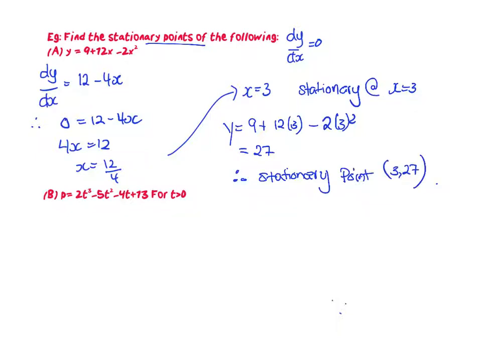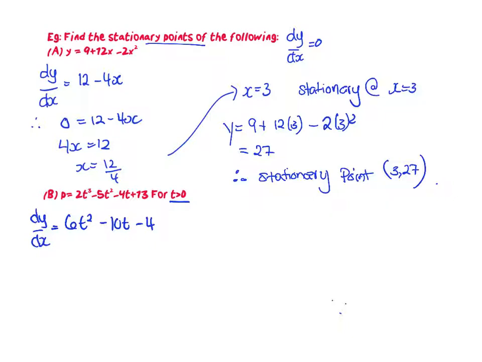Okay, so let's do the next one. Obviously the stationary points for this graph are when t is above 0. Often these ones are indicating time, so we don't have negative time, so that's probably why they said it. So let's have a look. We need to get dy dx, so that would be 6t squared minus 10t minus 4, and we get that.